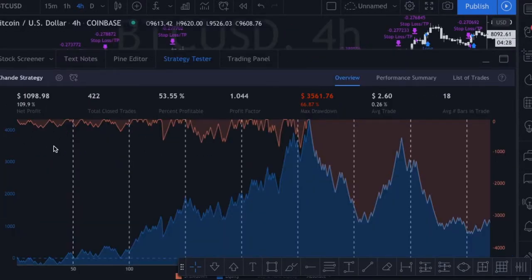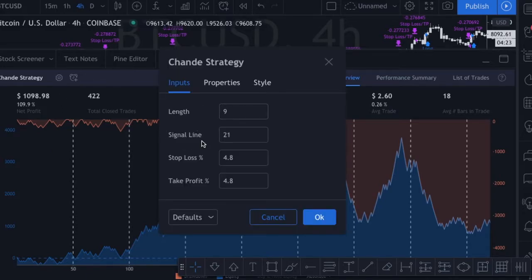So first of all, we have two things that we can mess around with. We have the length of the indicator, and then we have the signal line. The stop loss and the take profit, we're going to leave the same at 4.8, simply because that's half of the ATR of the entire testing period. We're just going to leave that at 4.8 until we start building our strategy. But for right now, we just want to find out what's the best length and what's the best length of the signal line to take our trades.